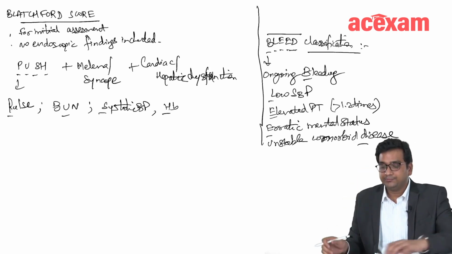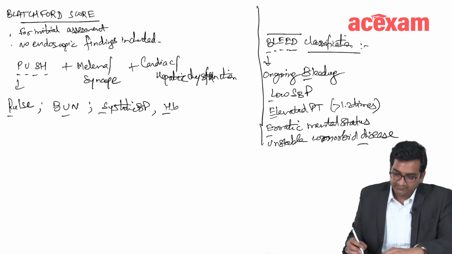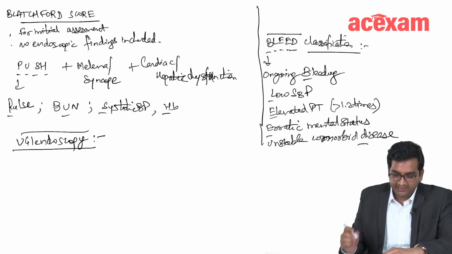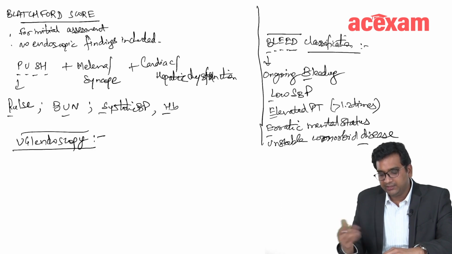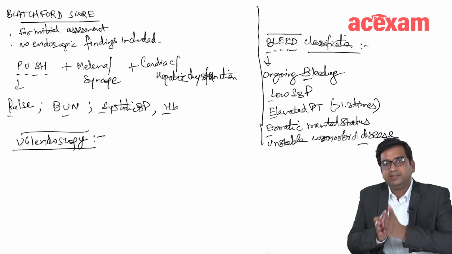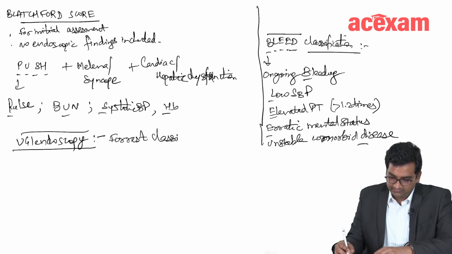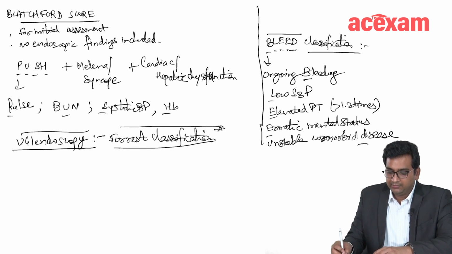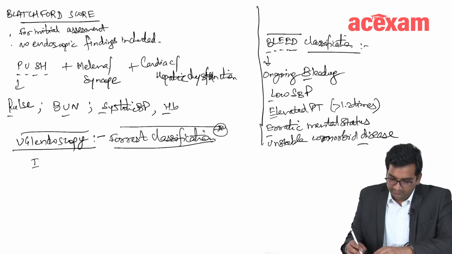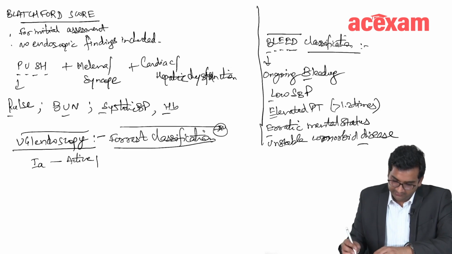Okay, now we have done the upper GI endoscopy, and on the basis of upper GI endoscopy, we will be calculating a score, or we will be saying what is the finding on endoscopy, and we will classify the type of bleed based on Forrest classification. This Forrest classification is important. This type 1A is active pulsatile bleeding.